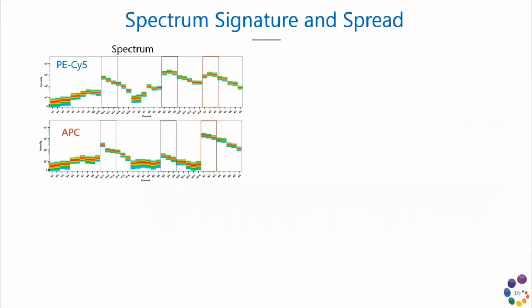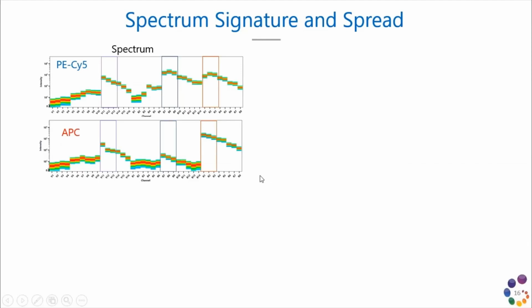Don't forget, there is still one more thing you need to consider. We need to think about the spread that these dyes could have into each other in the multicolor setting. There are a few different ways you can think about spread. One way to glean a lot of information about spread is to look at the full spectrum signature of the dyes. What we are showing here is the full spectrum signature of PE-Sci5 up on the top and of APC on the bottom. We can see that both dyes are excited by the violet, the blue, and the red lasers.